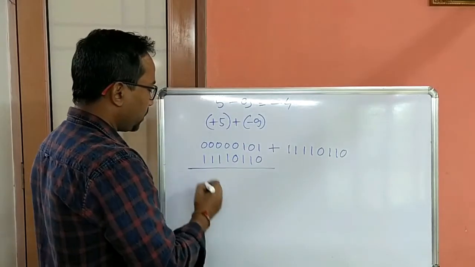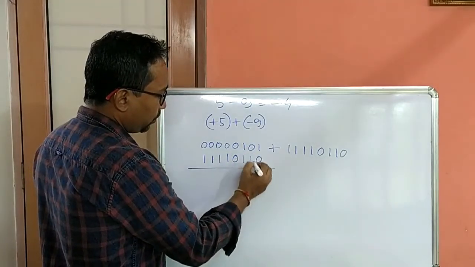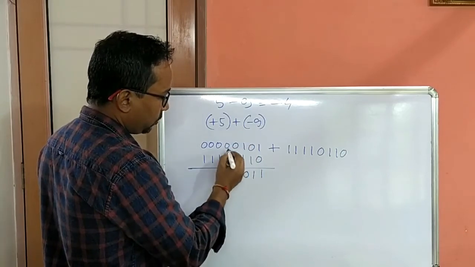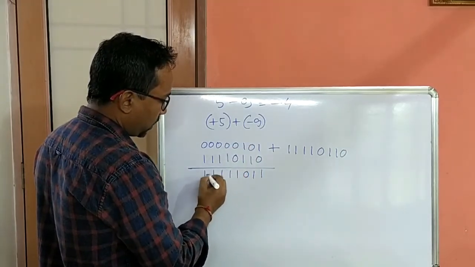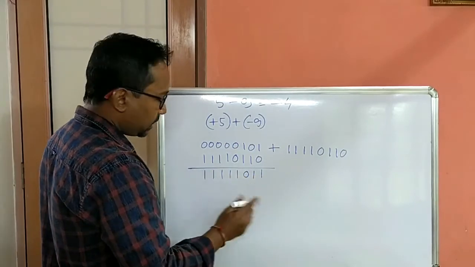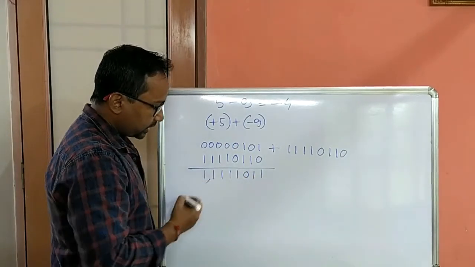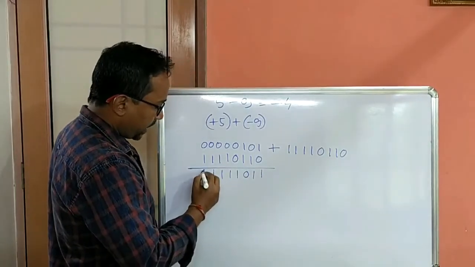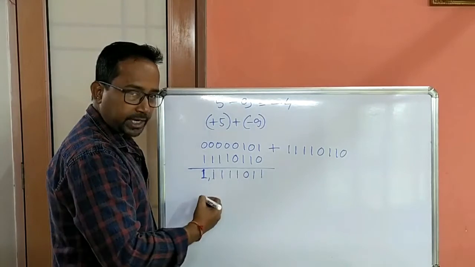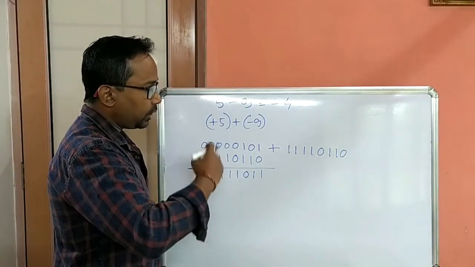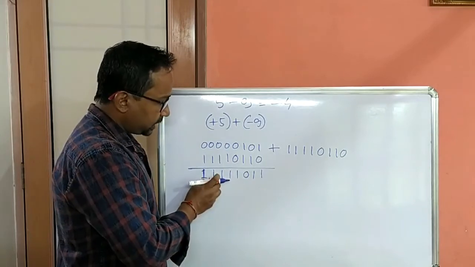Now their sum: 1 plus 0 is 1, 0 plus 1 is 1, 1 plus 1 is 10, 0 here and 1 is carry. This side will come, then 1 1 1 1. So here 1, 2, 3, 4, 5, 6, 7, 8 bits. No extra bit, no overflow, and this is my sign bit, and this represents magnitude. Now as the first bit is 1, the number is negative. To check whether this answer is correct or not, we have to convert this number to its binary equivalent. So this is a negative number.